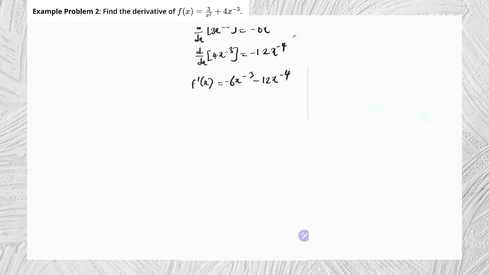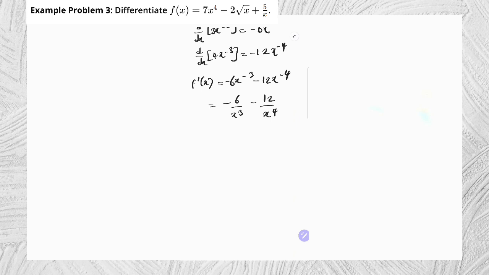So when you combine the result, the differentiation of f of x will give you minus 6x raised to the power minus 3 minus 12x raised to the power minus 4. And it can also be rewritten as differentiation of f of x is equal to minus 6 divided by x cubed minus 12 divided by x raised to the power 4.